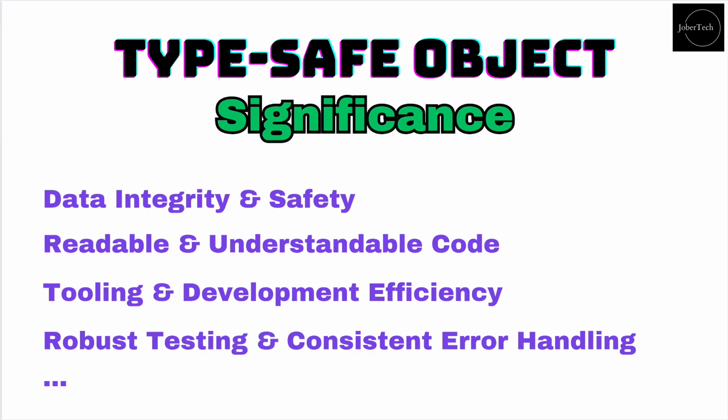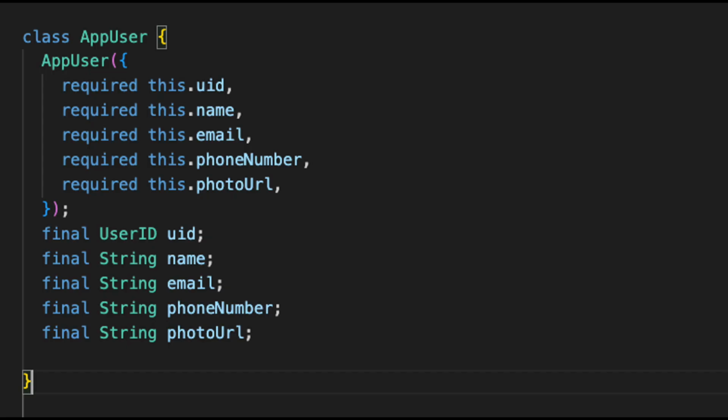So in today's video, I'll guide you on how to harness the power of type-safe objects in Flutter. Given that most apps manage user details in databases, we'll delve into creating an AppUser class. This example will provide you with hands-on understanding, setting a foundation that you can apply across diverse scenarios in your apps.